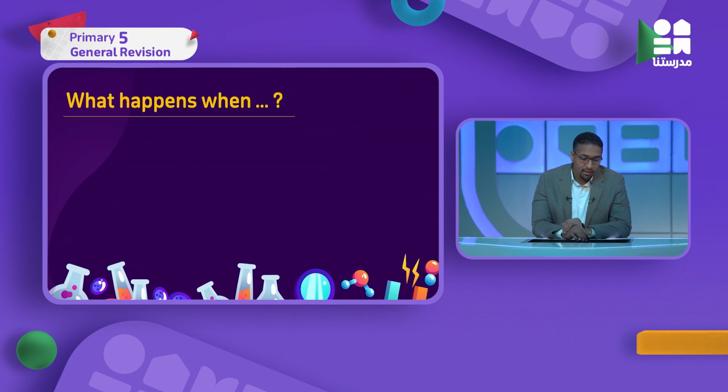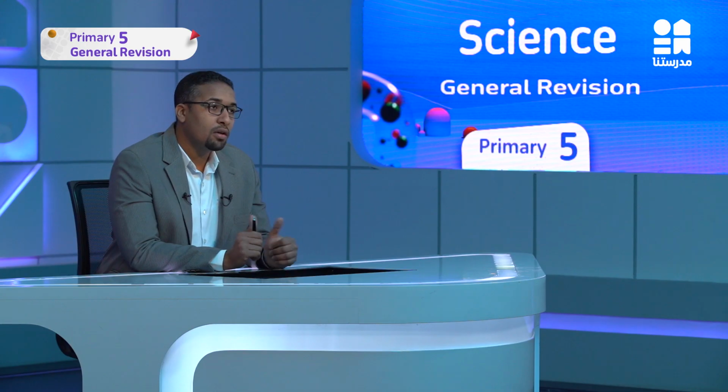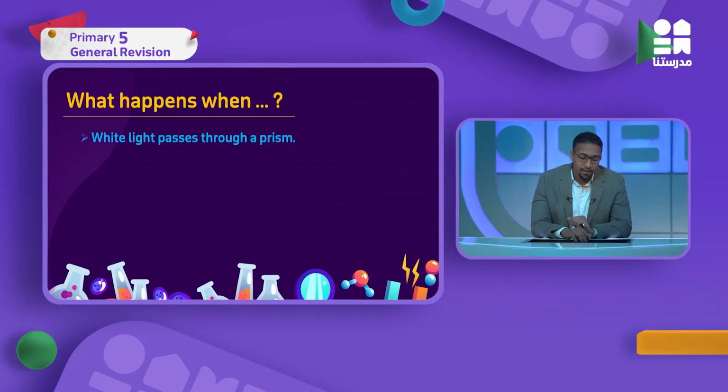The next question, what happens when white light passes through a prism? So when white light passes through a glass prism, what will it do? Which property, if you remember? Reflection, refraction, or separation? Yes, separation. The white light is separated into 7 spectrum colors. Because of what? Because the white light consists of 7 spectrum colors and we remember all of them.